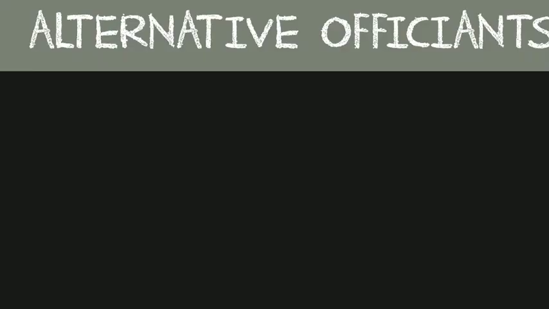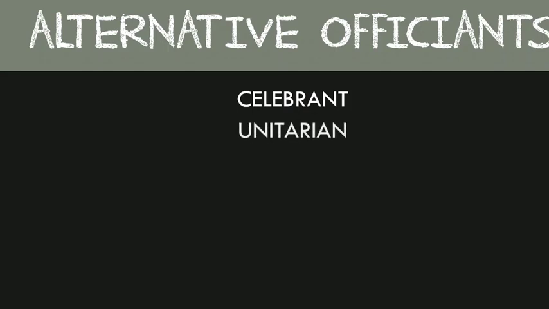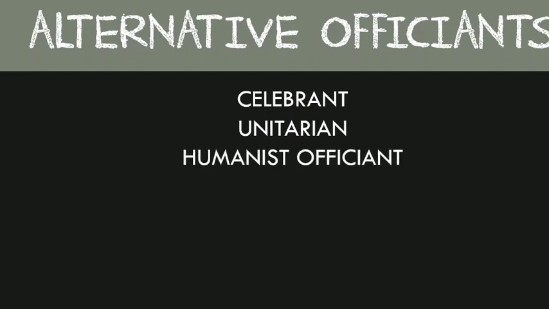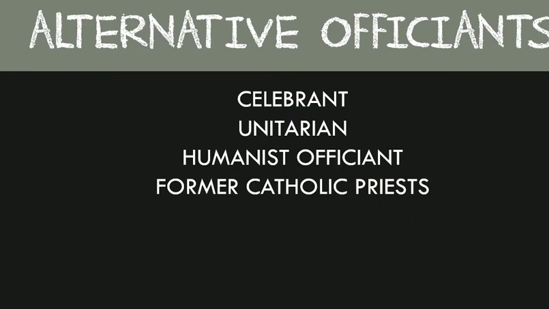Because not everyone chooses to use a religious officiant for their marriage ceremony, there are other alternatives and types of officiants that are authorized to perform your ceremony. A celebrant is a legally authorized conductor of weddings. A Unitarian is a minister that creates custom wedding ceremonies for couples of all genders and sexual orientations. A humanist officiant is a type of officiant that is a secular equivalent of a priest. A former Catholic priest, although they may be retired from the church, is legally allowed to perform wedding ceremonies.